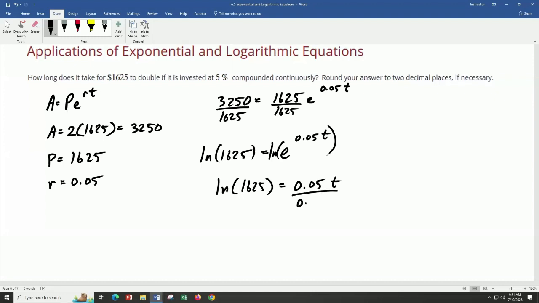How about I just divide off 0.05? And that gives me t is equal to, I have no idea, let me get my calculator. Doing the math very quickly in my calculator, I get ln of 2, don't forget to close your parenthesis, divided by 0.05, and yeah. The double? That investment, buddy.